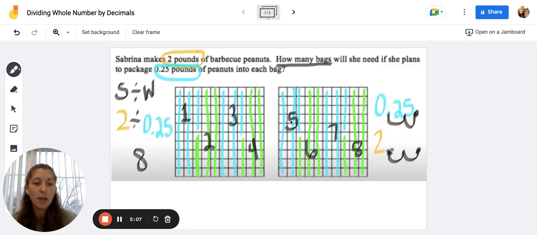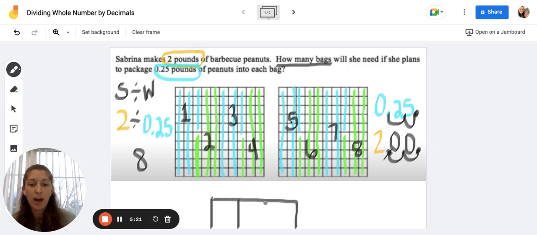Now, what do I put in place where I have my empty egg crates? I'm going to put zeros there. So this problem is going to end up being 200 divided by 25, which is now something that you guys have seen and solved before.